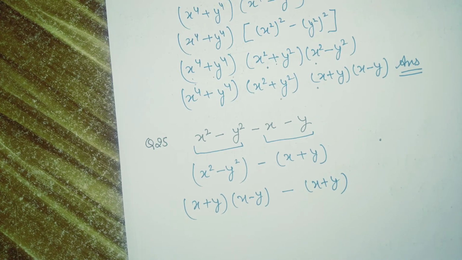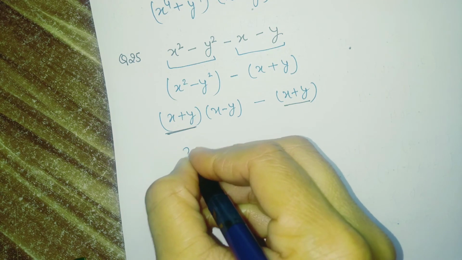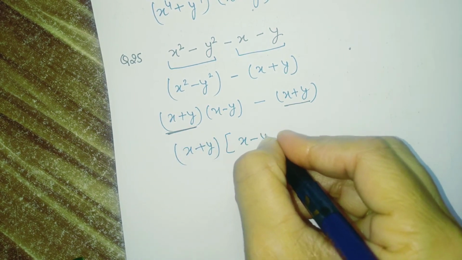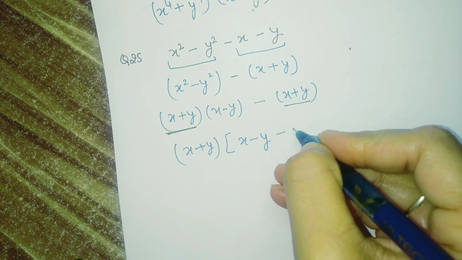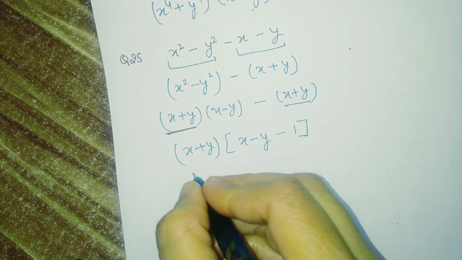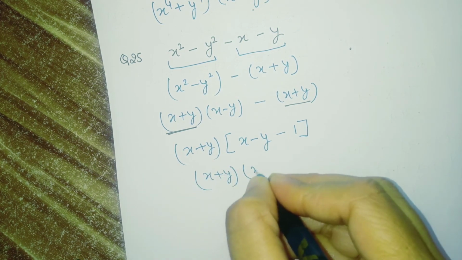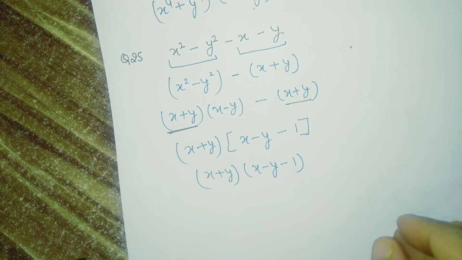So in both terms, which factor is common? X plus y, x plus y. So take out x plus y as a common factor. So write x plus y. Now what remains is x minus y. Whenever we have taken out the full factor, what remains back is 1. So here we can write the factors are x plus y and x minus y minus 1. This is the factorization of this given question.